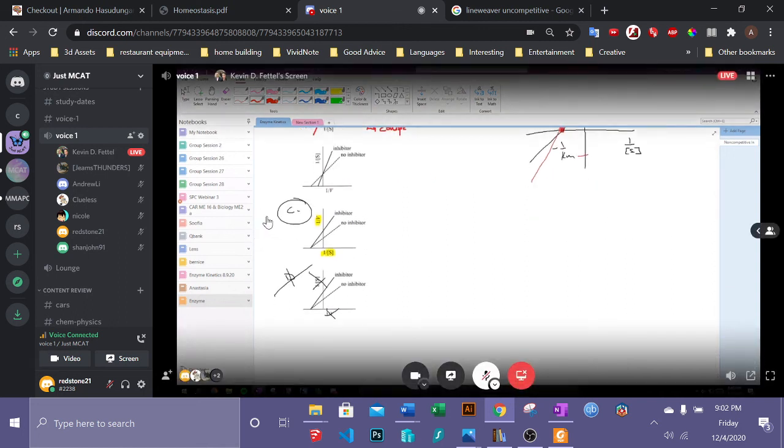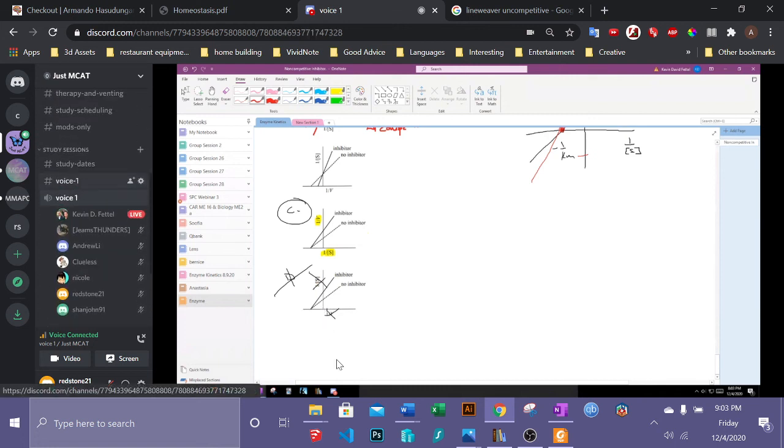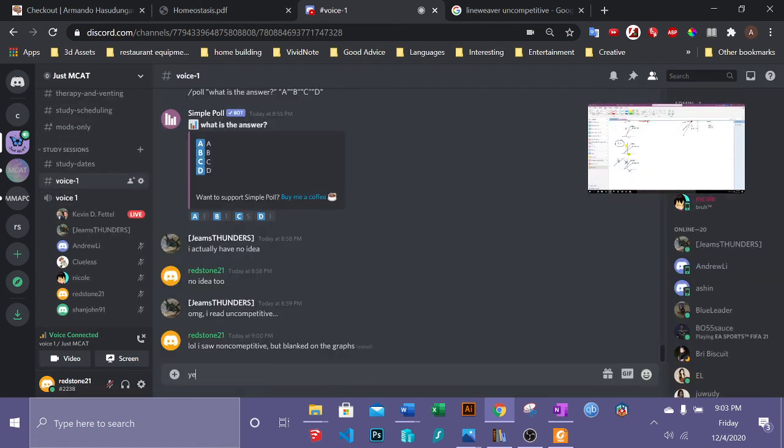Awesome. Thunder and Redstone, does that make sense? Yeah, that makes sense. Cool.